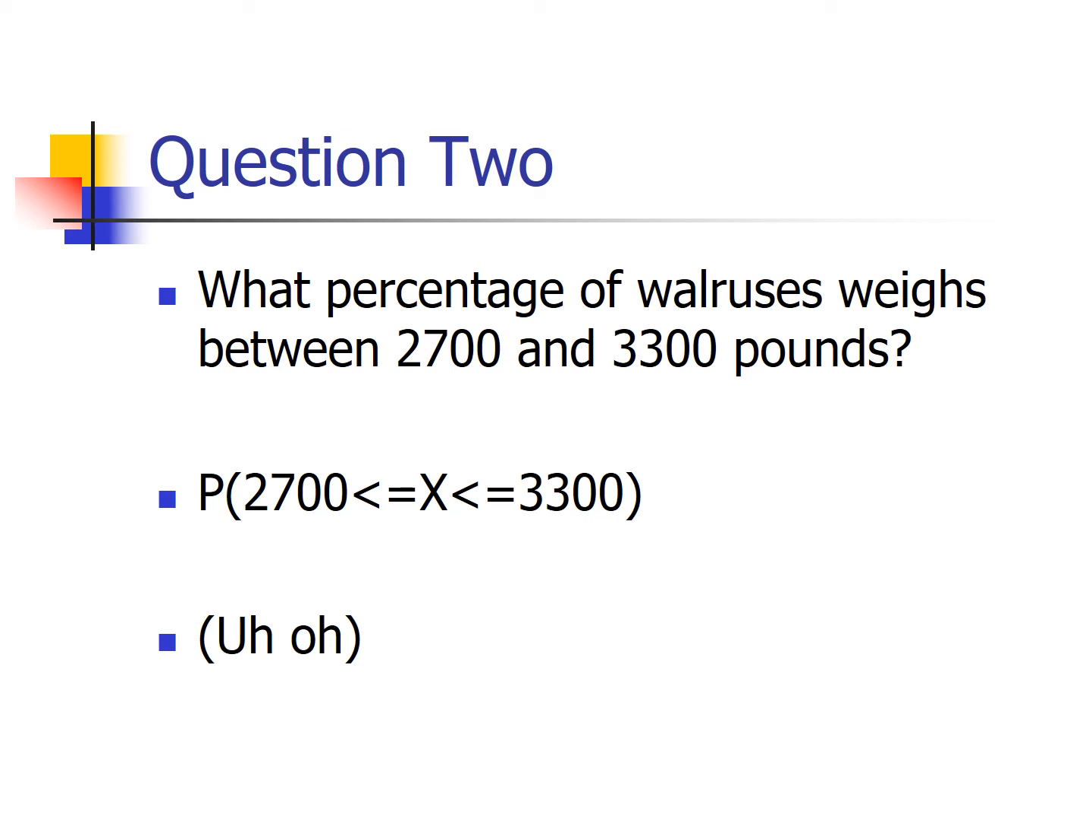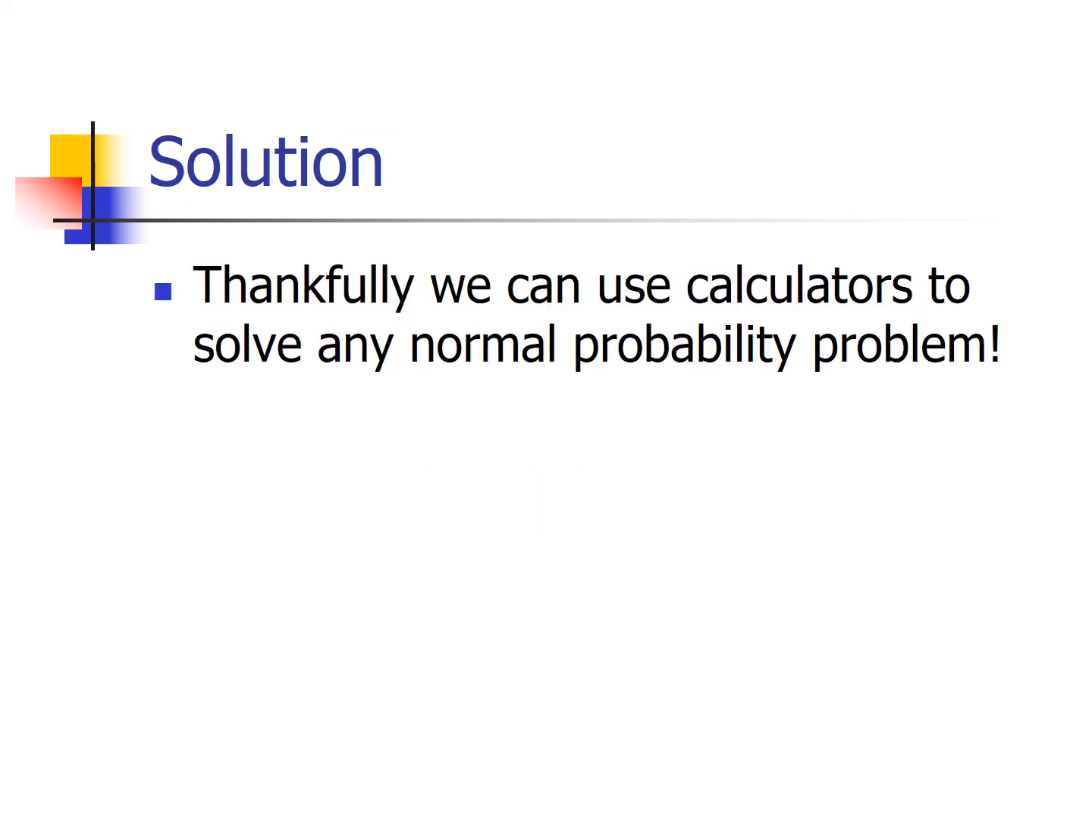It says 68% for one standard deviation. It says 95% for two standard deviations. It does not tell us what the probability is for 1.2 standard deviations, which means that we need a better way of answering these types of questions. We need a better way of finding probabilities for normal random variables. Thankfully, such a way exists, and that's our TI-83 or 84 calculator. We could use our calculators to solve any normal probability problem.